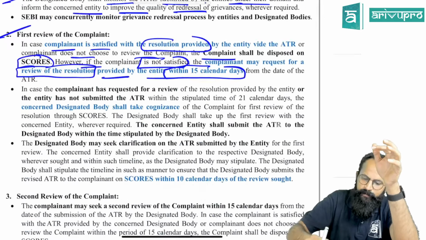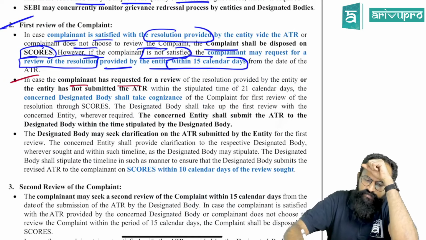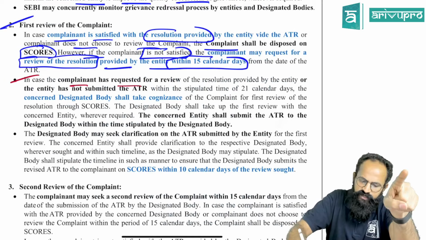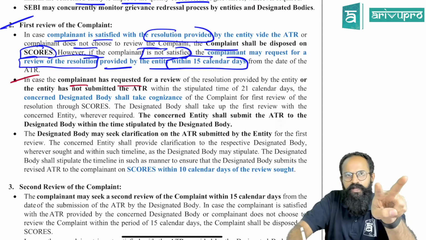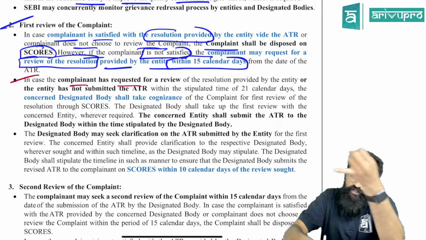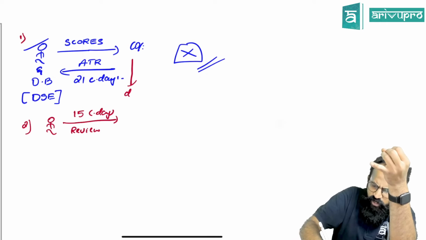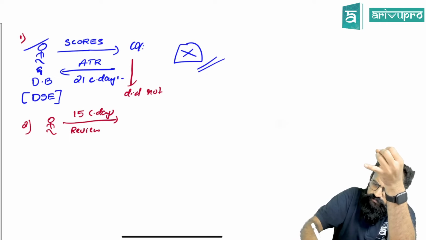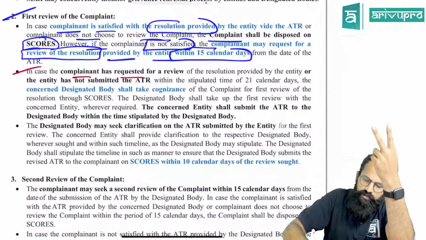Now see that. From the date of the ATR, in case the complainant has requested a review of the resolution provided by the entity, or the entity has not submitted the ATR, imagine both cases will come for review. If I have asked for a review, or the company did not. Now imagine what else will come. If the company did not provide the ATR, this will also come to the second step only. Okay. Now what is going to happen?